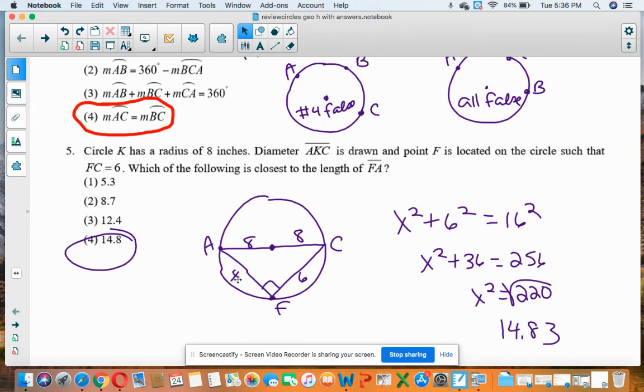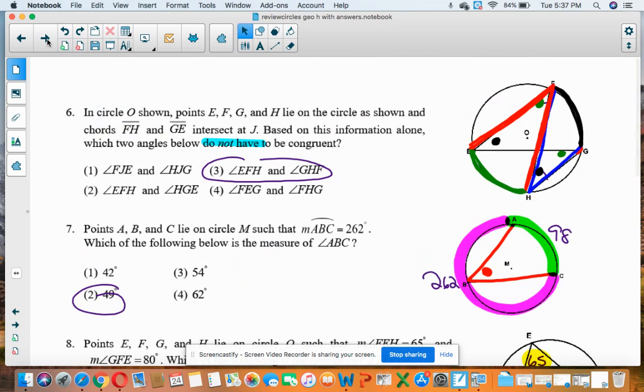This right here says x. It's hard to read that number. I'm just looking at that now. So x squared plus 6 squared equals 16 squared. I use the Pythagorean theorem and I solve. You can see all my answers are in decimals, so I just took the square root of 220. Okay, so that's the first page.